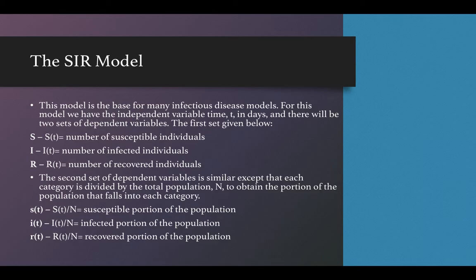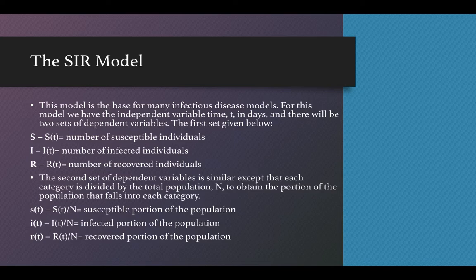The second set of dependent variables is similar, except that it's going to be more of a proportion. We take all of the above variables and divide them by the total population N to obtain the portion of the population that falls into each category. We denote this with lowercase versions of all of the functions. Big S of t divided by N is the susceptible portion of the population. Big I of t divided by N is the infected portion of the population. And big R of t divided by N is the recovered portion of the population.